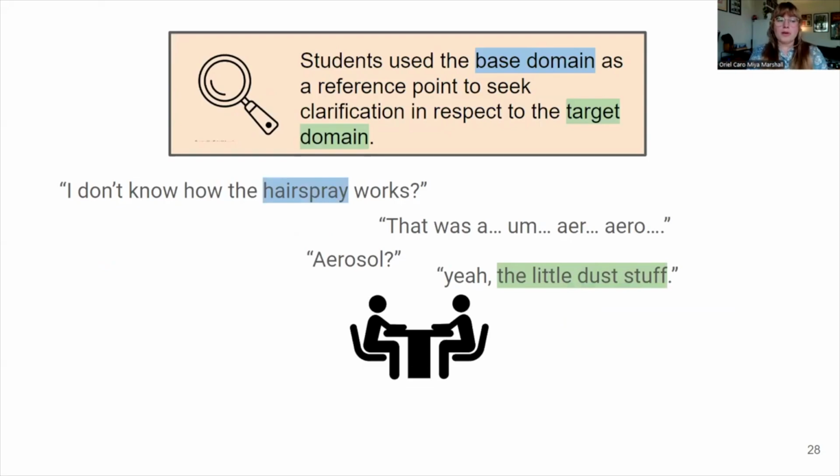And then the fourth one we noticed was that students used the base domain as a reference point to seek clarification in respect to the target domain. So for example, one of them says, I don't know how the hairspray works. So for the cloud formation, you add hairspray. One says, that was the aerosol. Yeah, the little dust stuff. So the dust there is talking about the dust in the atmosphere of a planet, and the hairspray is talking about the base domain.